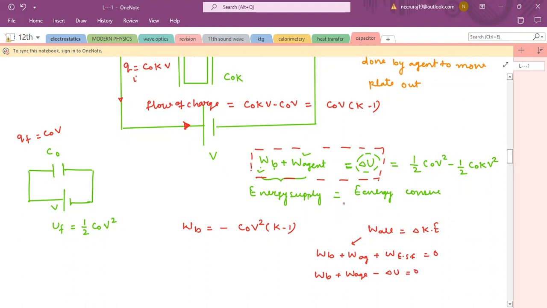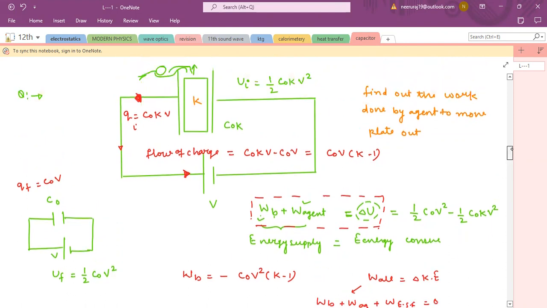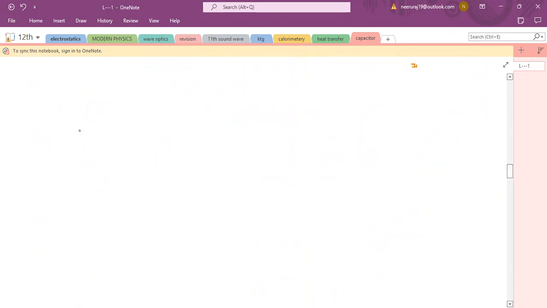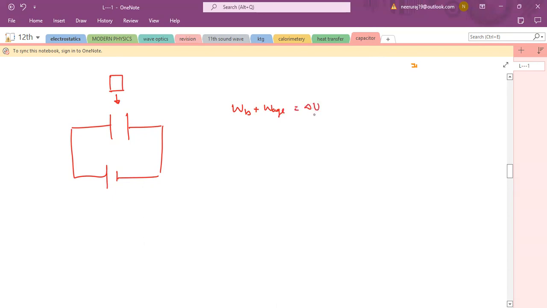Okay. Now the second question they ask, in the same problem, is if you are inserting this inside, then how much work is done? So one is this question. The second question is, if you are putting it inside, how much work is done? So you need to solve again the same way. Work done by the battery plus work done by external agent equals change in potential energy. Understood? So now you need to see how much work is done by the battery, so whether charge is flowing to the capacitor or towards the battery. You need to see that, and work done by external agent you can get from the change in potential energy again.